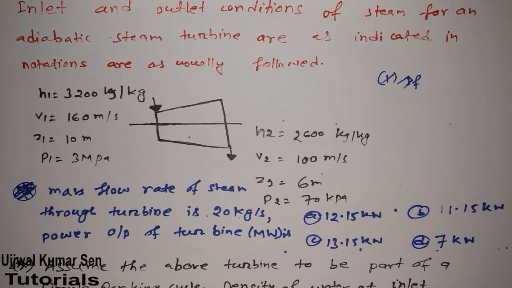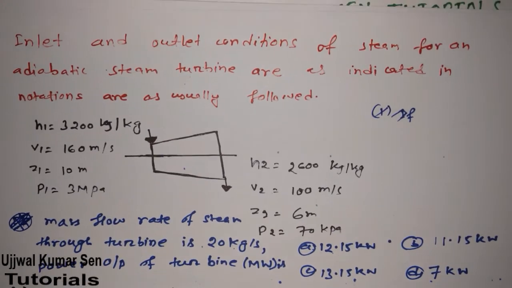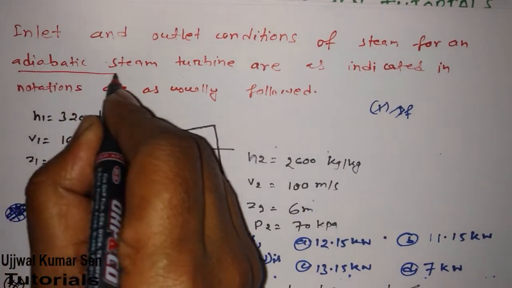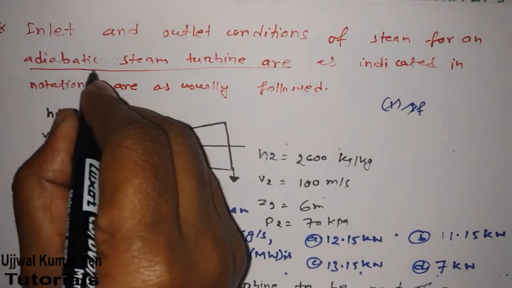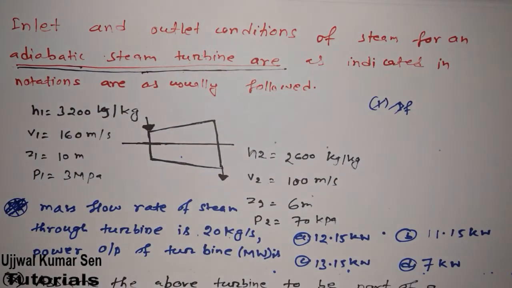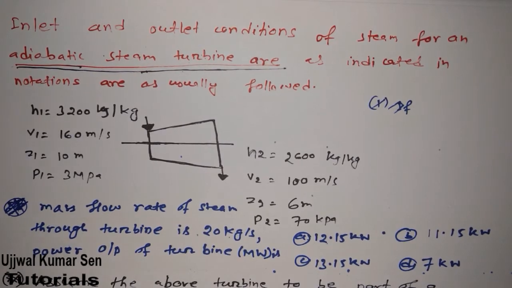In the first question, they said that the mass flow rate of steam through the turbine is 20 kg per second. What is the power output of the turbine? We have to find that out. In the beginning of the question, it stated the inlet and outlet condition of steam for an adiabatic steam turbine. This line is most important for solving this question. Adiabatic steam turbine means there is no change in heat. Remember that. Now we have all the data.